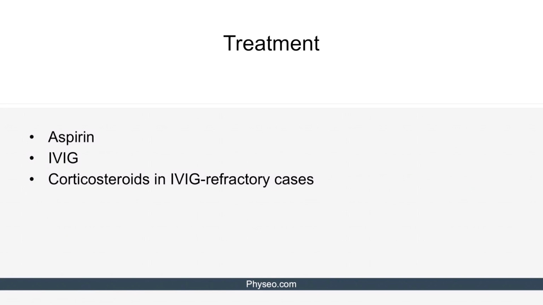Treatment of Kawasaki disease includes aspirin and IV immunoglobulins, or IVIG. And although not used as a mainstay treatment, corticosteroids can be given, especially if IVIG hasn't worked, or you could say in IVIG refractory cases. So your hope is that aspirin and IVIG can control that expansion of the coronary aneurysms.